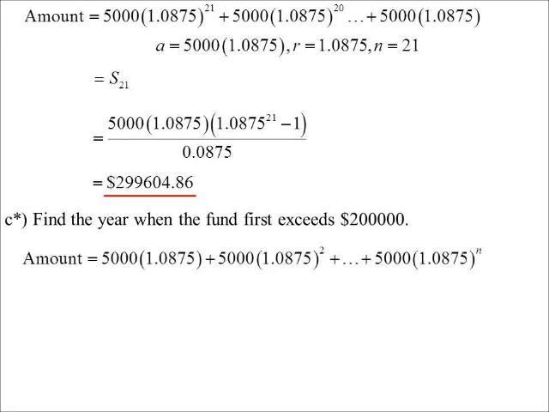The difference this time is I don't know what the last term is, because I'm going to try to work out how many years it will take me to get to $200,000. So it's n I want to find with this one. But other than that, it's exactly the same. We're now saying, well, when is the sum to n greater than $200,000?